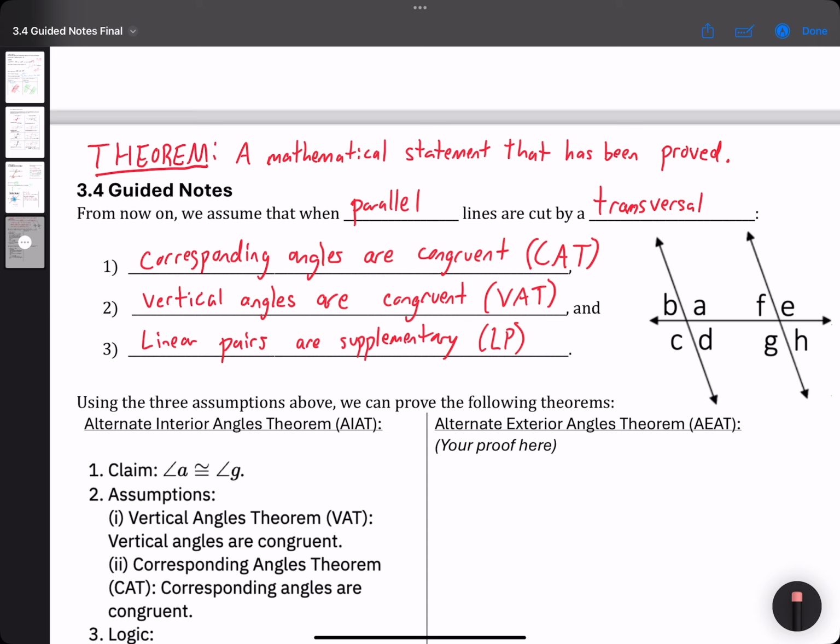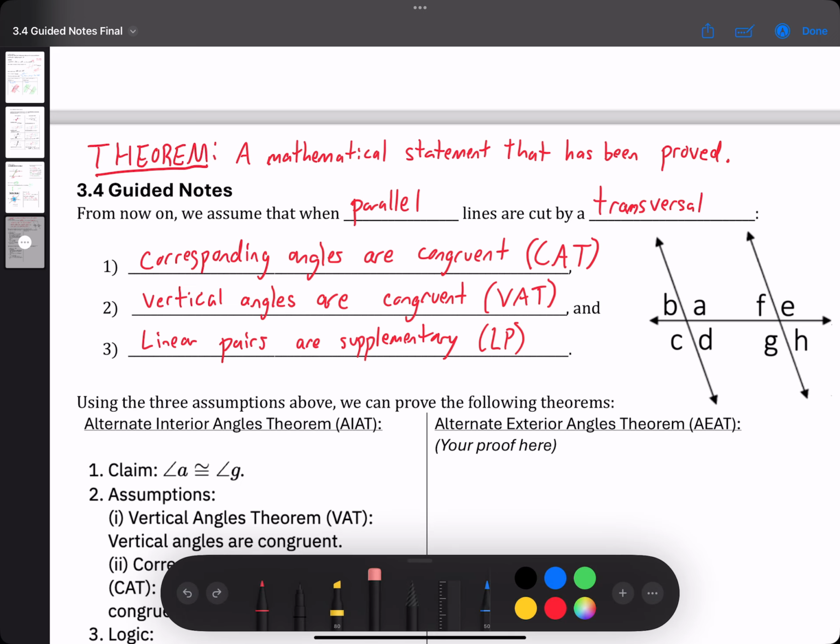whenever that's the case, we have three important theorems. One is the corresponding angles theorem, CAT. And it says that corresponding angles are congruent. So going back to what we did two pages ago, we looked at what corresponding angles are, look back at that for what it means. Those are congruent. We're going to assume that those are congruent.